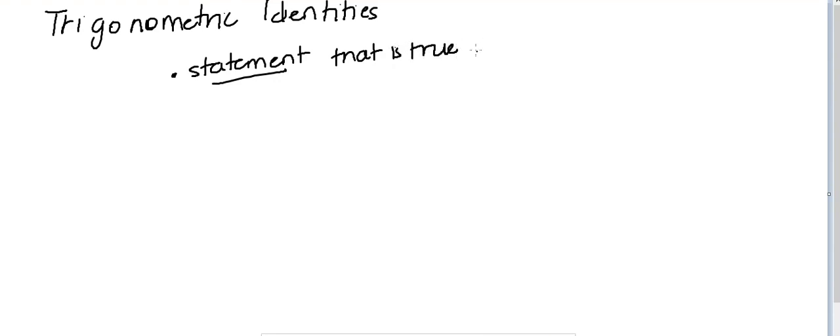Hi everyone. So this video will discuss trigonometric identities. Now, first of all, let me write that. Identities. An identity is just a statement that is true for all values of the unknown.